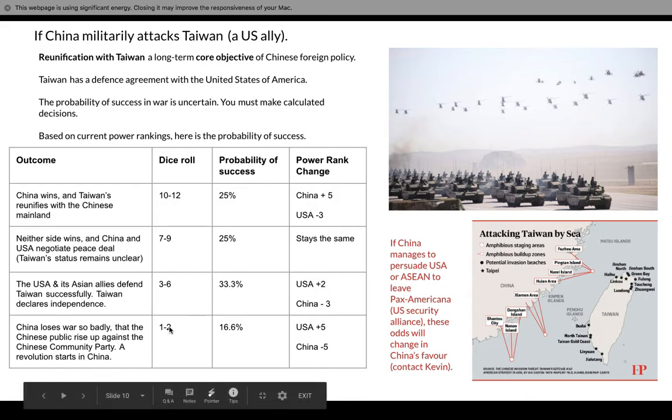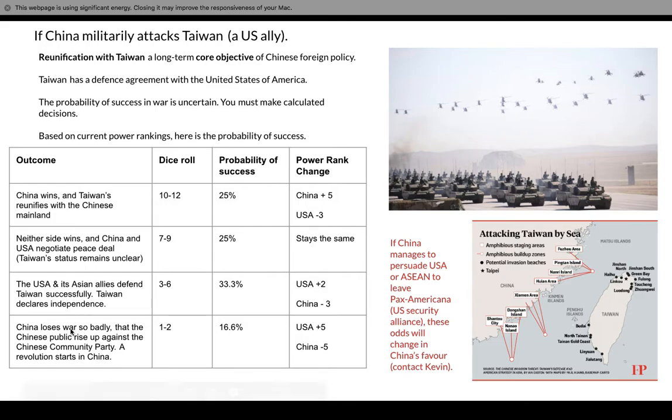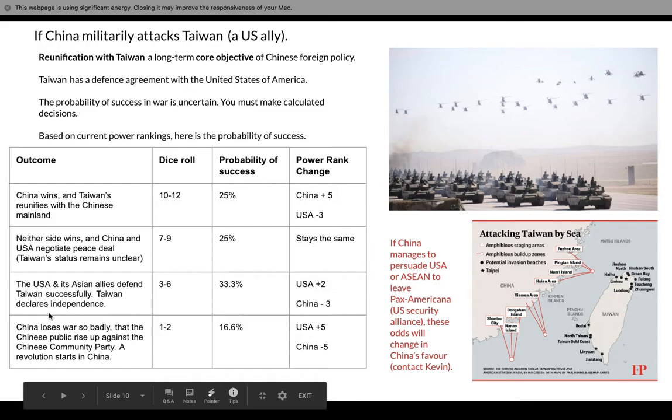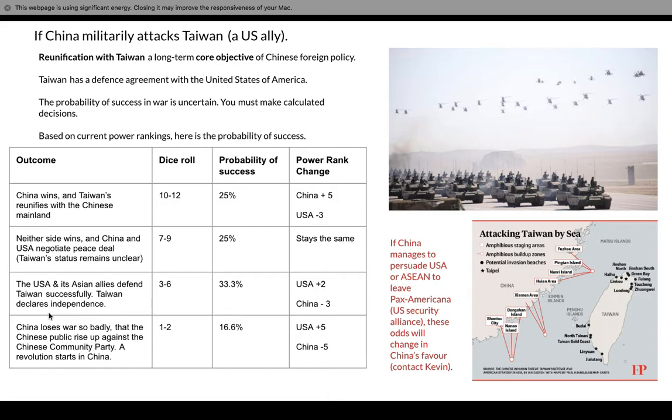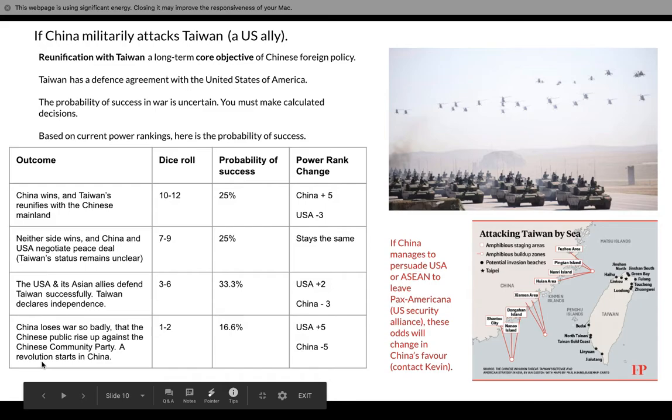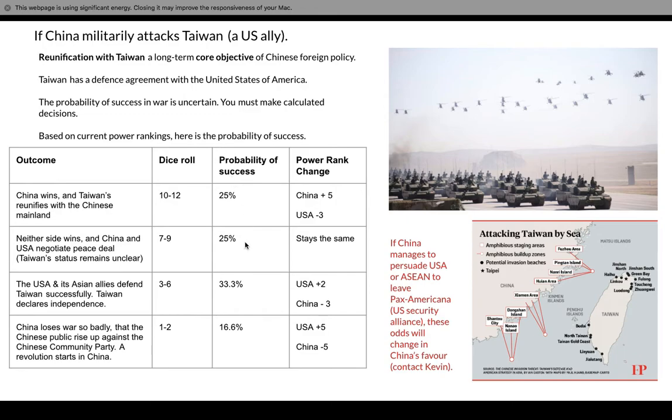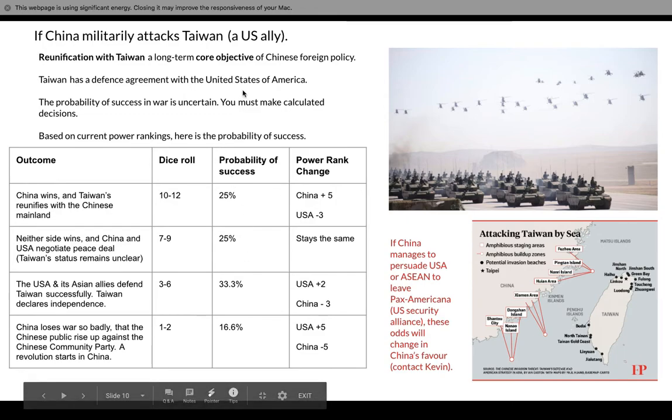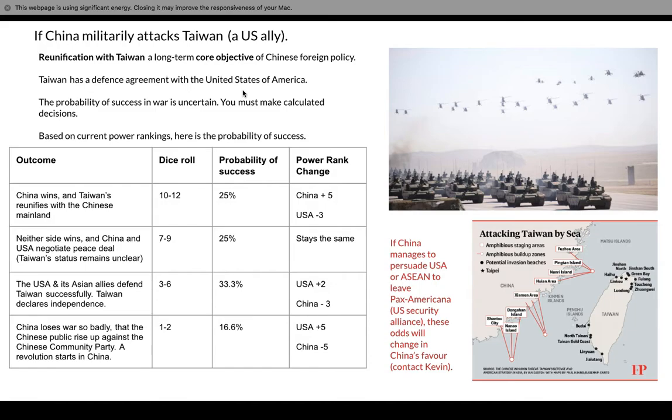If you roll between 1 and 2, this is disastrous for China. China will lose the war so badly that the Chinese public will rise against the Chinese Communist Party, and a revolution will start in China. Now, if this does happen, the USA will be considered the ultimate power within Asia. China is in complete meltdown, and it's -5. So if you want to use this option of military attack, you have to follow this formula, okay? Rolling a dice, calculating the probability of success, and then changing the power ranking as a result.